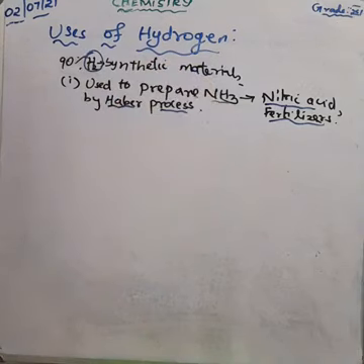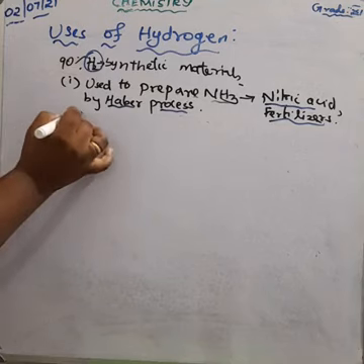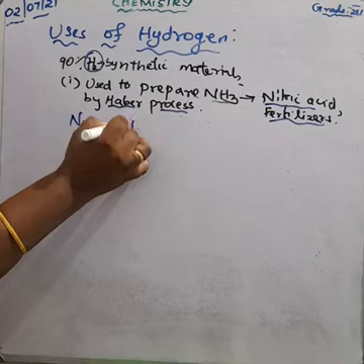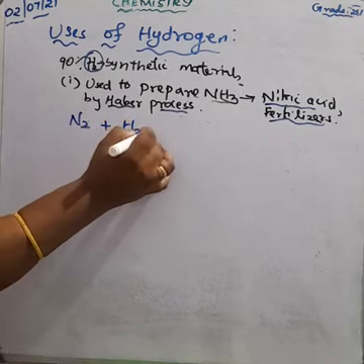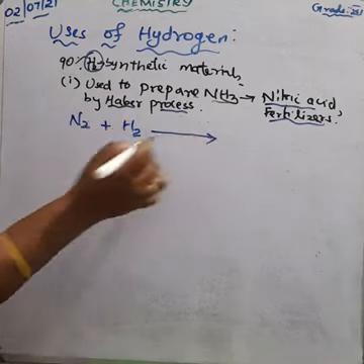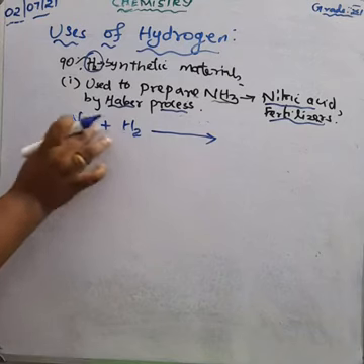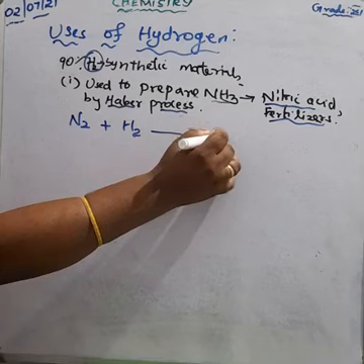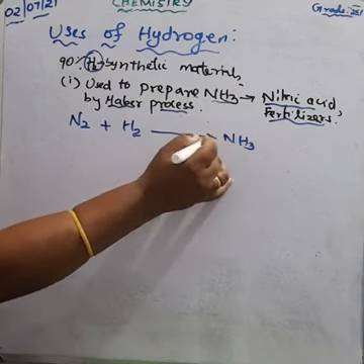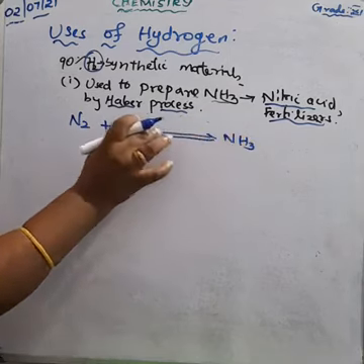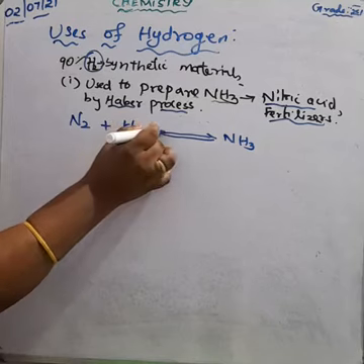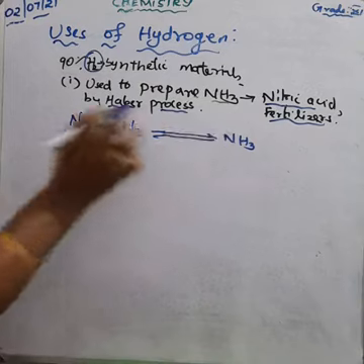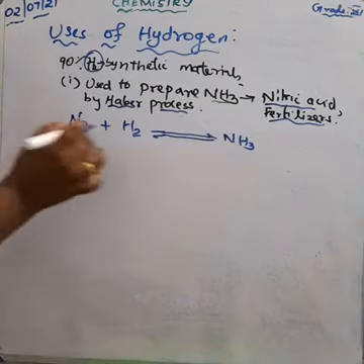What is the formula for nitrogen? N2, nitrogen gas. It combines with hydrogen. The formula for hydrogen is H2. N2 plus H2 gives NH3. We get ammonia. Remember, the formula for ammonia is NH3. This process is known as the Haber process.